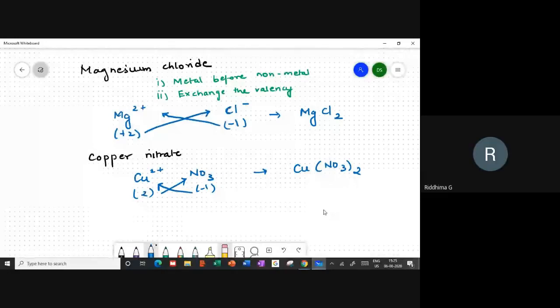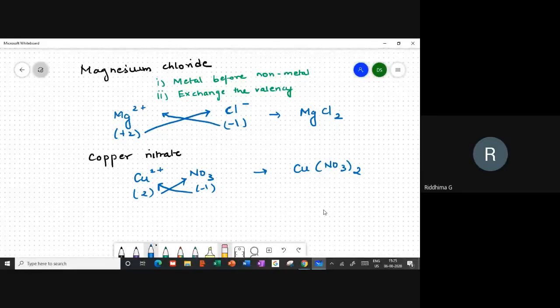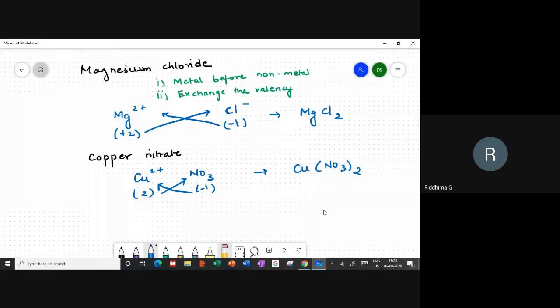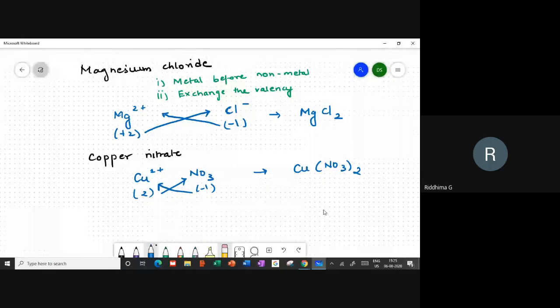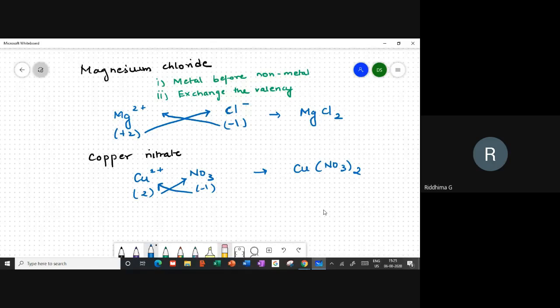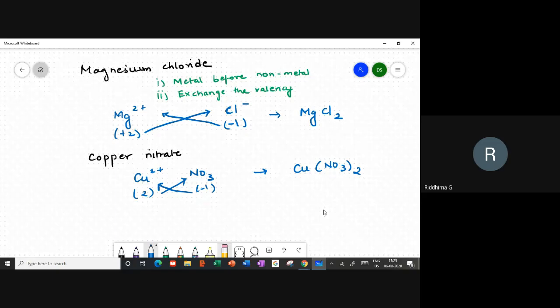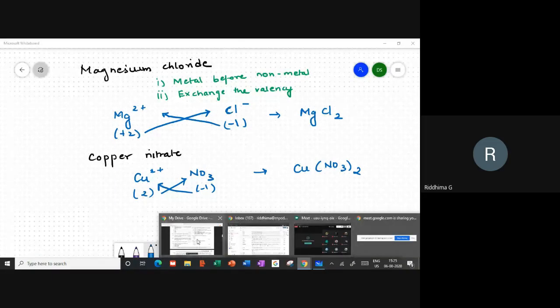Okay. Now, I was saying I'm not really sure about this exchange of valency diagram, if they ask, but they will ask you to write the chemical formulae for compounds. That is a question which will come. Like they'll tell you magnesium chloride, you need to come to MgCl2. They tell you copper nitrate, you need to write this. So you got the idea, right? What you need to do. Yeah, miss. Thank you.